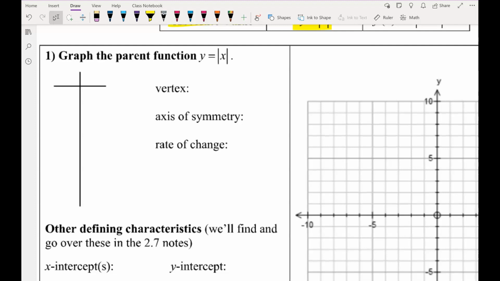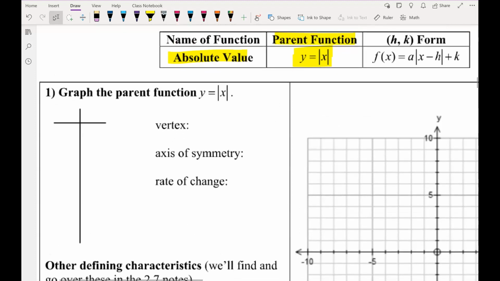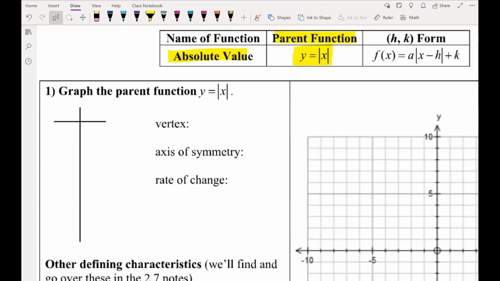Graph the parent function, y equals absolute value of x. Now, this is the parent function, students. What value is the A? By the way, if you look at the HK form, the A is always in front of the absolute value. What is the A value if there's nothing seen? Sam? It is 1. A value is 1.